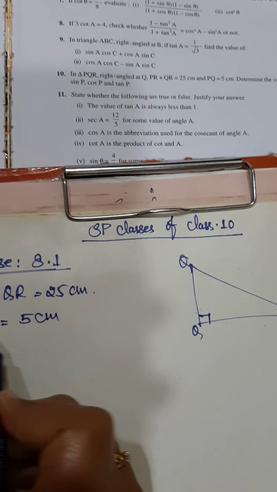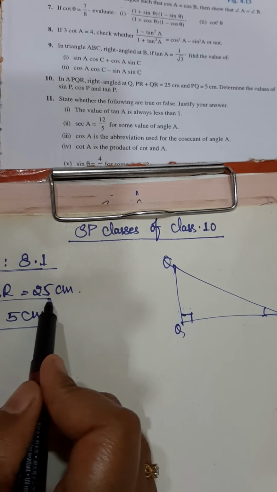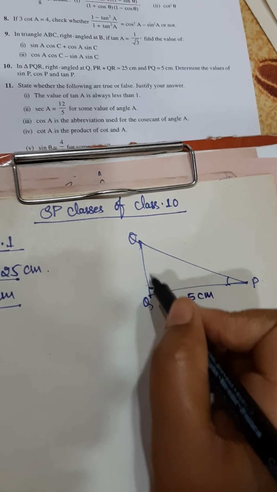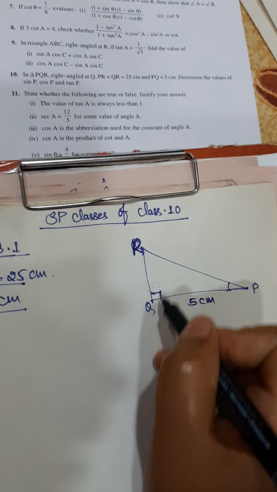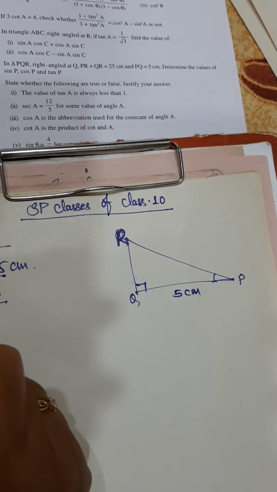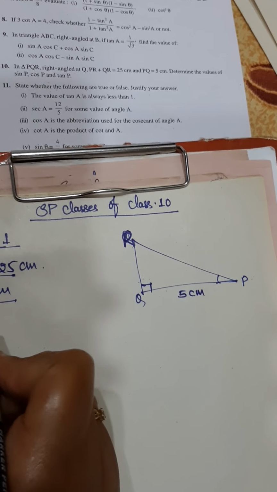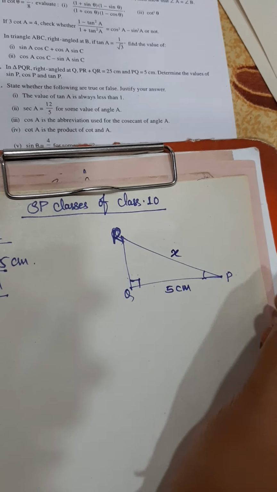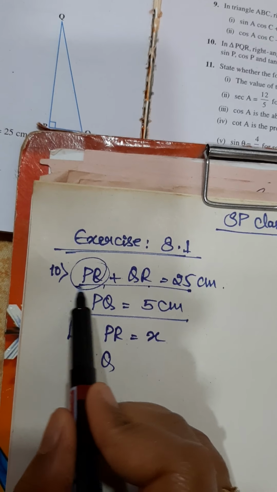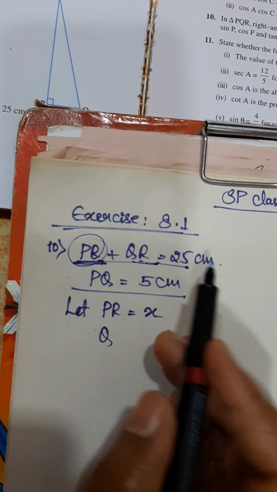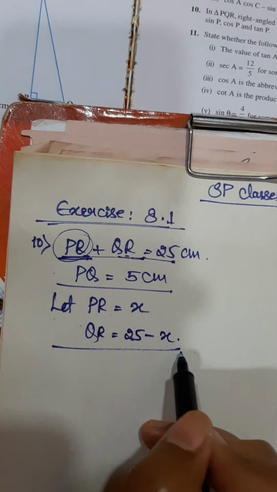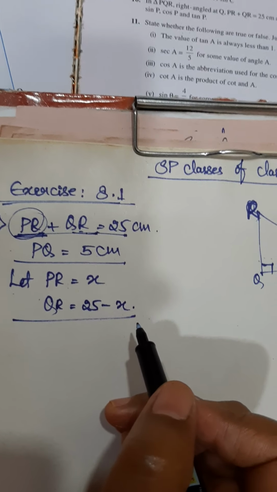What they are asking? PQ is equal to 5 centimeter they have given, and these two things add up to 25 centimeter. So here this PQ is equal to 5 centimeter we can write. We don't know this QR and this PR. So let us assume that PR is equal to some X. So if PR is X, then QR will be 25 minus X. This much you all understood?